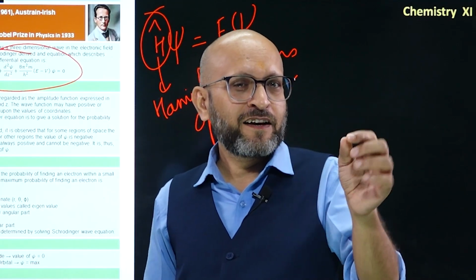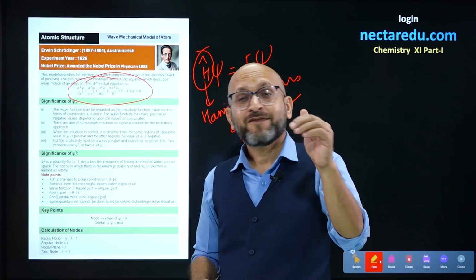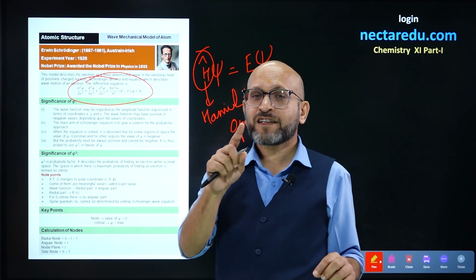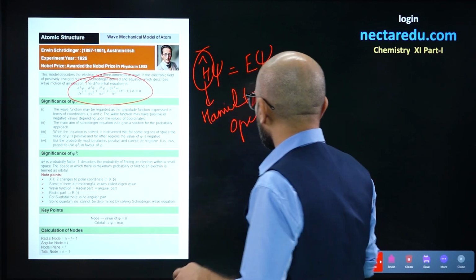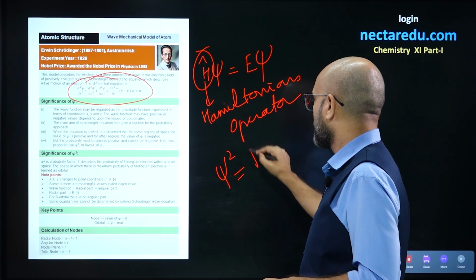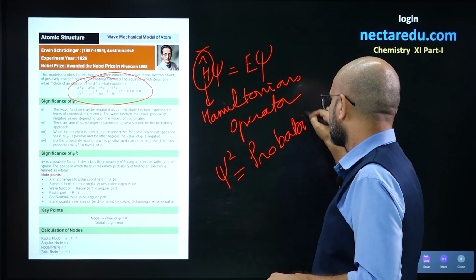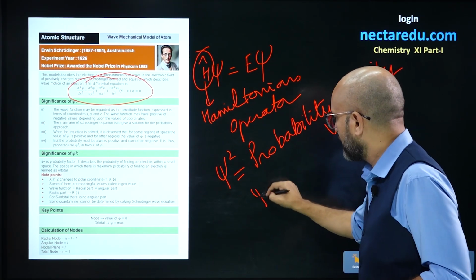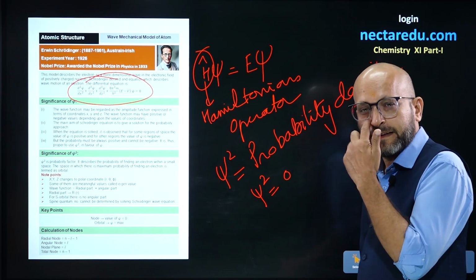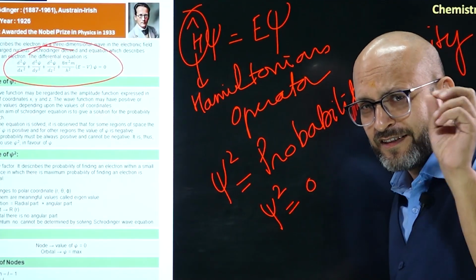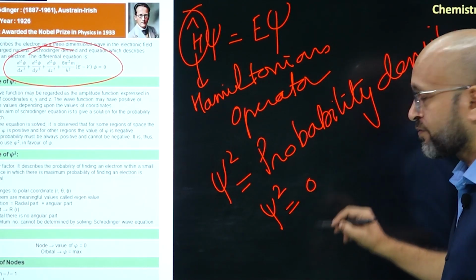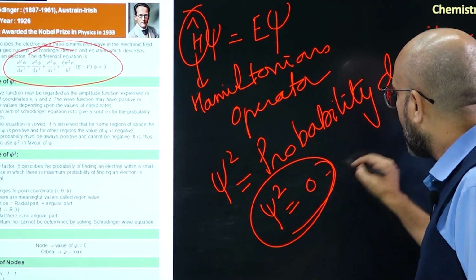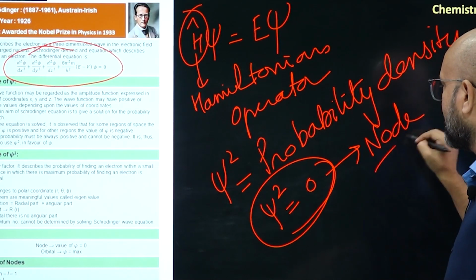So if you have to predict whether electron is present or not present, where chances are high or where chances are low, we will not consider psi, we will consider psi squared. Psi squared is known as the probability density of finding electron. So if psi squared equals 0 in a certain area or region of an atom, then we say the probability of finding electron is negligible, and we call that place or region a node.